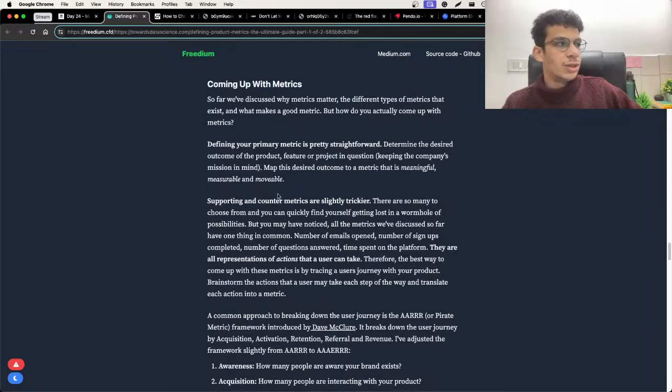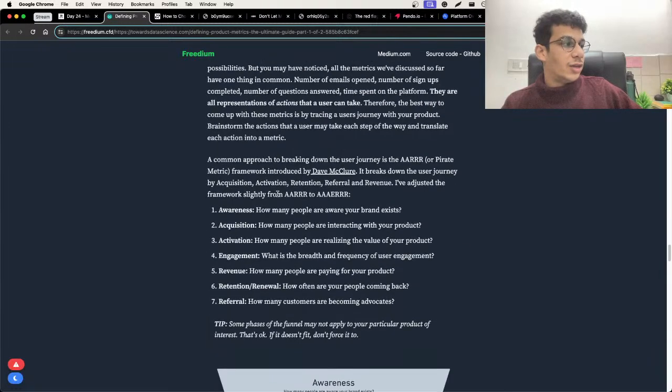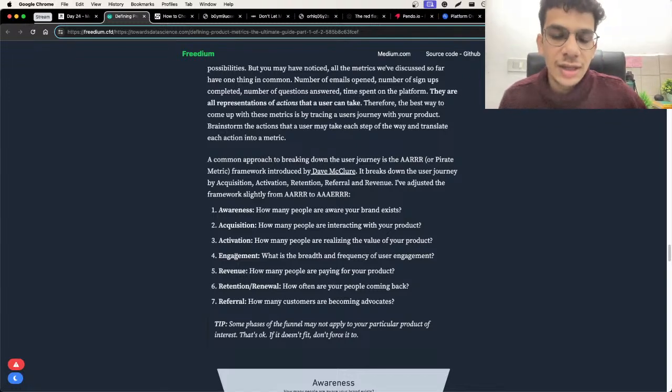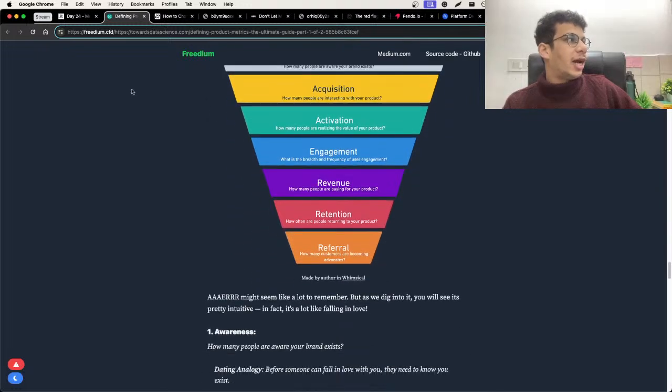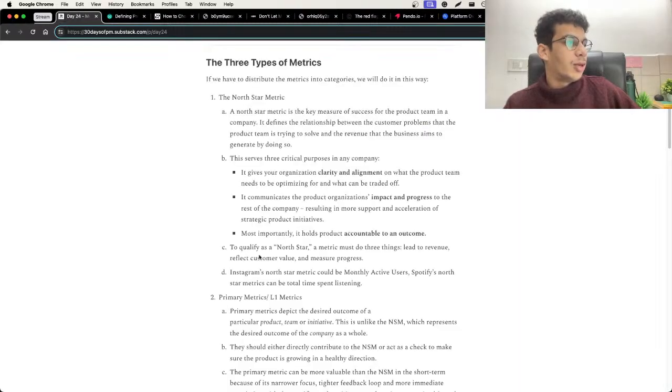And when it comes to coming up with metrics, you can use the AAARRR framework, which is about awareness, acquisition, activation, engagement, revenue, retention. So these are multiple levers, multiple subsections that you can divide your actions into, and then make decisions on the key metrics to consider as primary and input metrics, and determine your North Star metric. So yeah, I think these were a few resources that you can look at to understand more on product metrics.